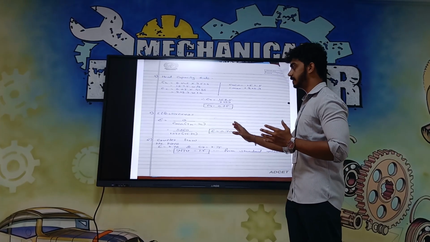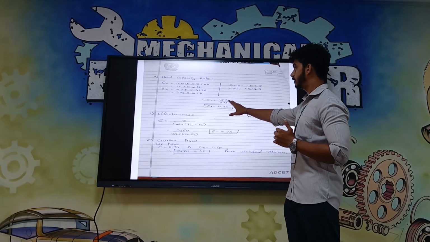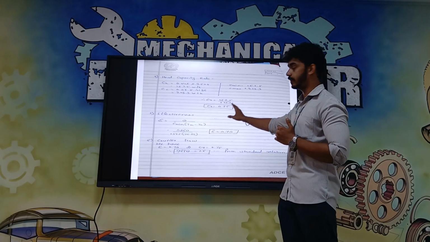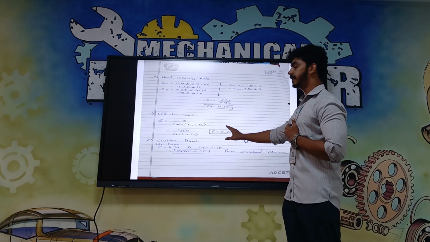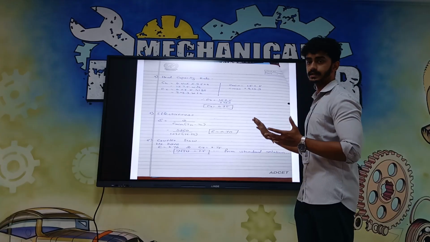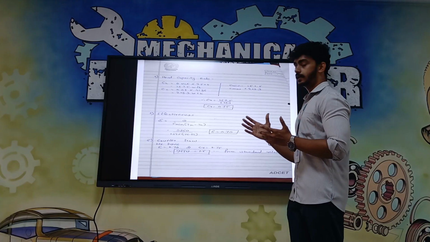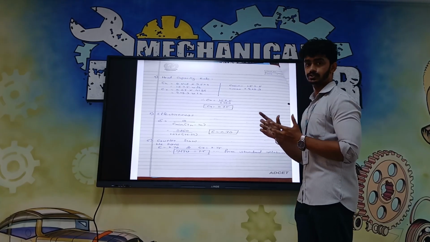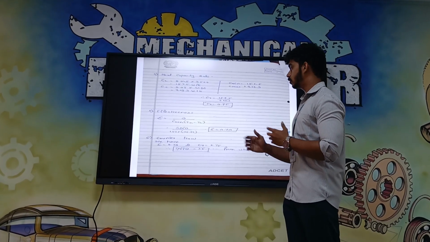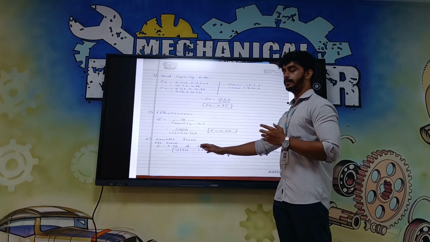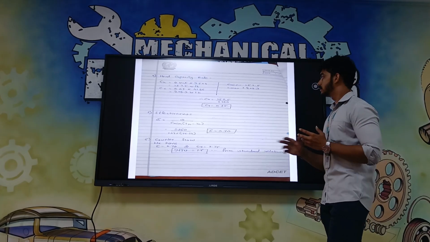Later is the effectiveness. As we know, effectiveness is equal to Q divided by C minimum into T_H minus T_C. We have Q as 5860 and C minimum as 157.5, into 75 minus 22, where 75 is T_H and 22 is T_C. So the effectiveness we have found is 0.70. Later, for the counter flow, with effectiveness 0.70, which is the given data, and CR 0.75, the approximate value of NTU is 1.6. We have found this from standard relations.